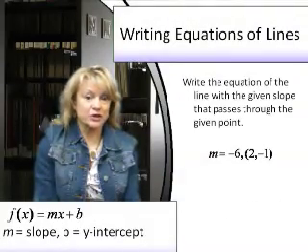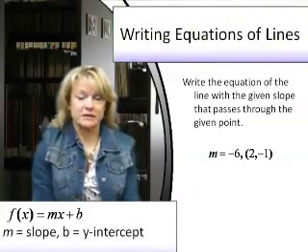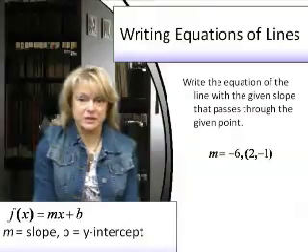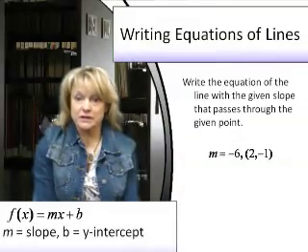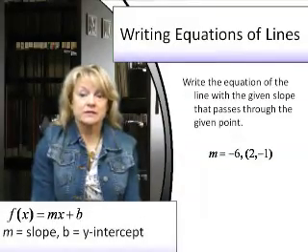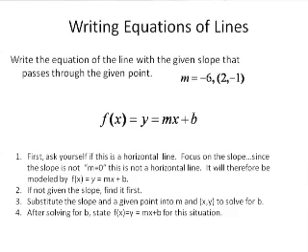Here, we are given the slope, but not the y-intercept. If this point were the y-intercept, it would have an x-coordinate of 0. To find the equation of the line, I'm going to use the slope-intercept form. You may have been shown another way to find the equation of the line. This is the way I prefer and the way I show my students.